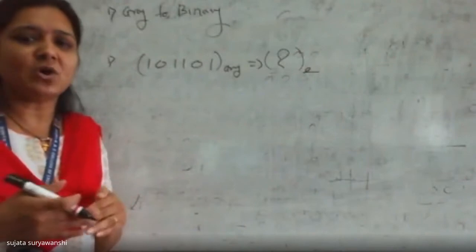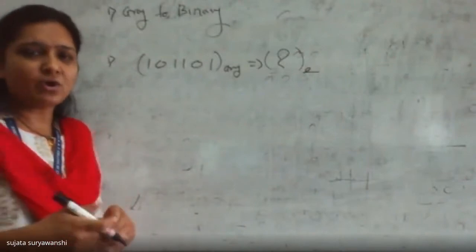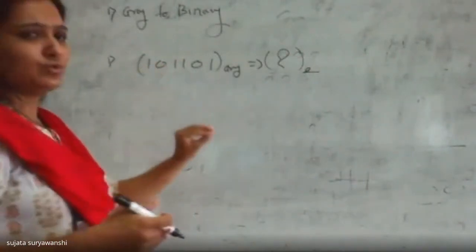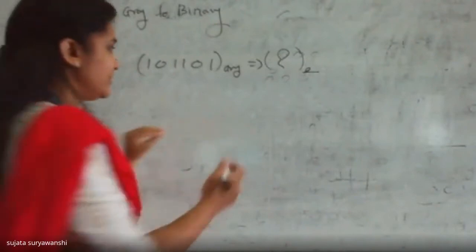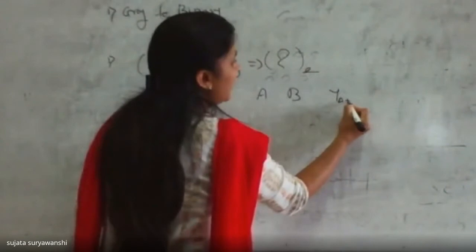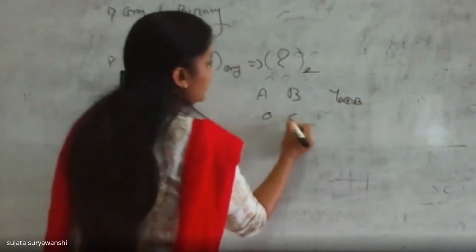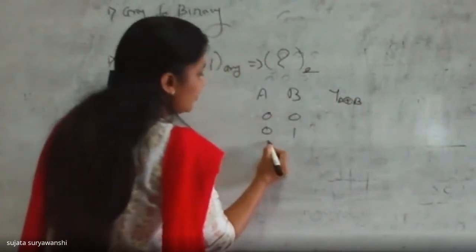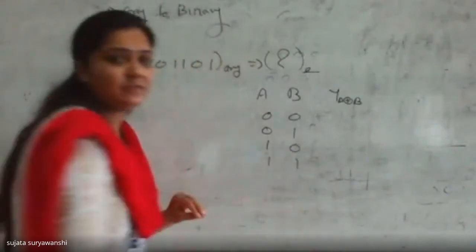Here, for the conversion, you have to use the XOR operation. For that, you should know the truth table of XOR first. So, suppose A, B and Y. Y means A XOR B. Can you tell me the truth table of XOR? Yes, everyone. Can you tell me the truth table of XOR?